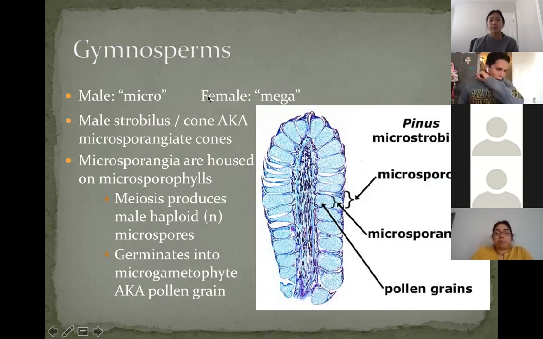So the male strobilus, or the male cone, also known as the microsporangia cones, this is what they look like anatomically, but the microsporangia are housed on microsporophylls. I know it's kind of a lot, but remember that sporophyll is essentially the modified leaf. Anytime you see phyll, it is referring to a leaf. Sporophyll is a modified leaf that houses the sporangia. And a microsporophyll is the modified leaf that houses the male sporangia specifically.